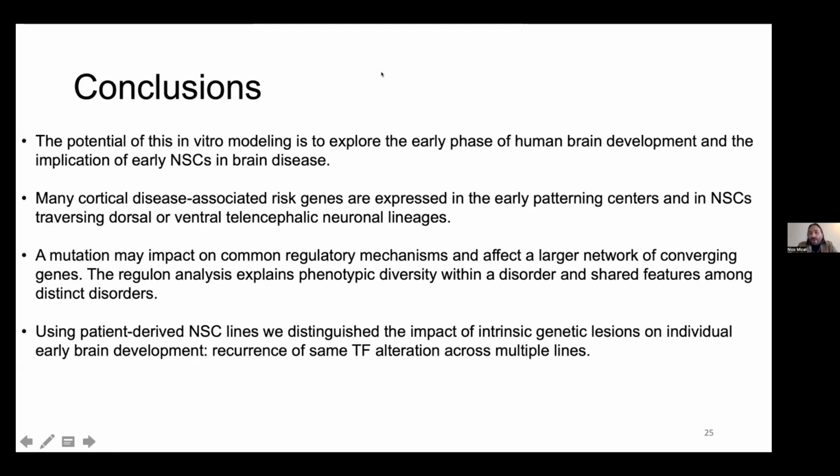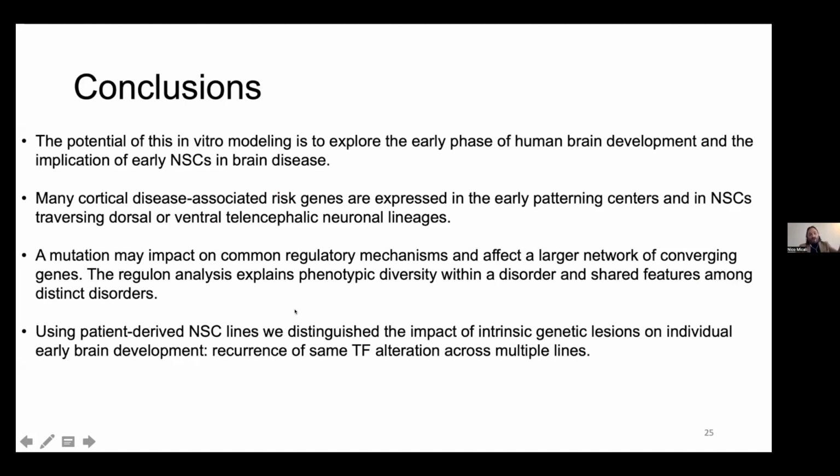phase of human brain development and the implication of early neural stem cells in brain disease. Many cortical diseases associated with these genes are expressed in the early patterning centers and in neural stem cells traversing dorsal or ventral telencephalic neuronal lineages. A mutation may impact the common regulatory mechanism and affect a larger network of converging genes.